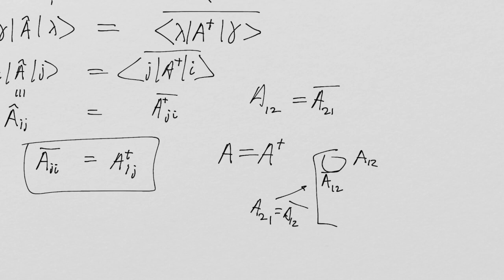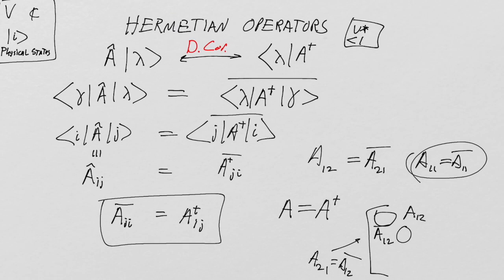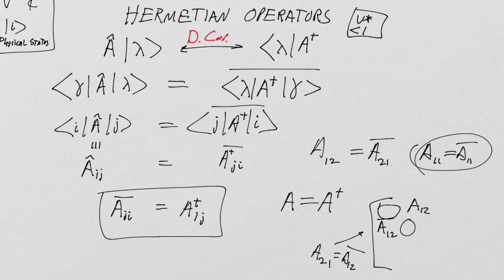And the diagonal elements have to be real, because that would be A11 equals A11 conjugate, because the transpose of a diagonal element doesn't change. But the only time you can equal your own conjugate is if you're real. So the diagonal elements are real. The off-diagonal elements are related by conjugation. So that's the definition of a Hermitian operator. It is equal to its own conjugate.